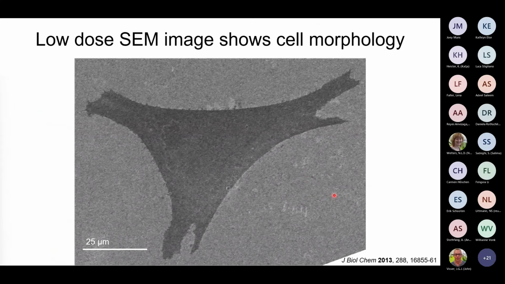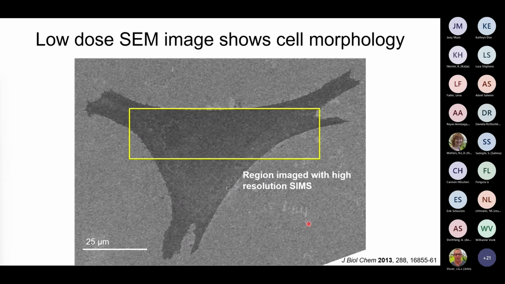This is actually a low dose secondary electron microscopy image that we took prior to doing the NanoSIMS analysis. It's very low dose, less than 1 kV, which is why it lacks contrast. I'm showing you this because we didn't have the secondary electron detector turned on at the time, so I can't show you what it looked like during the NanoSIMS, but we imaged approximately this location.